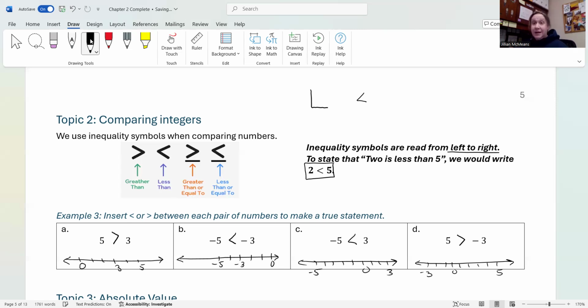So there you have it. That is comparing integers. We got through it. Let's see how the next videos go.